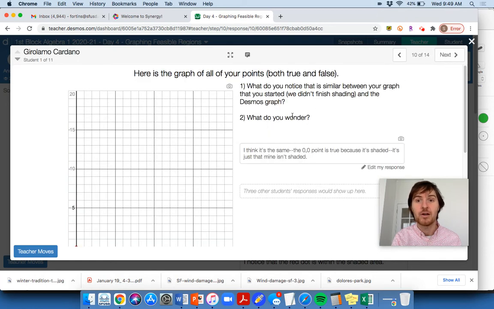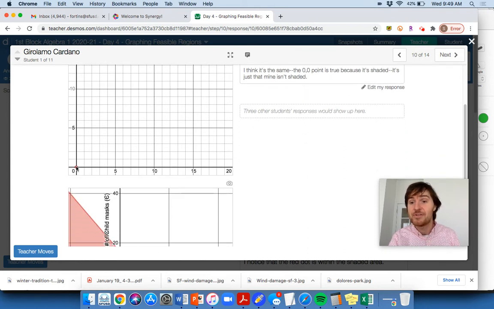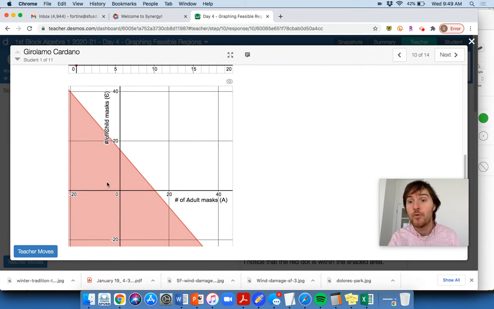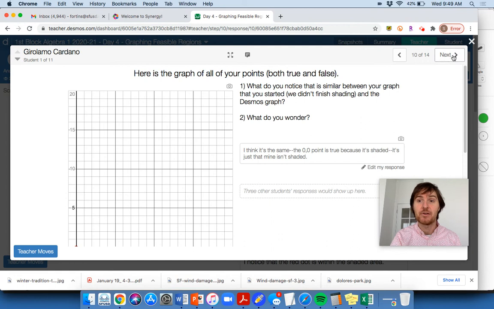Question here: what is similar between your graph you started? Okay, we didn't finish shading. We didn't show all the points, right? We want to show all the points because all the rest of the points are true, okay? I think it's the same. 0, 0's points true is shaded. It's just that mine isn't shaded. Well, your 0, 0's on there. To get a full inequality graph, you need to shade all other points on that side of the borderline. This half plane of the coordinate plane is all true solutions, right? All true solutions here, okay?